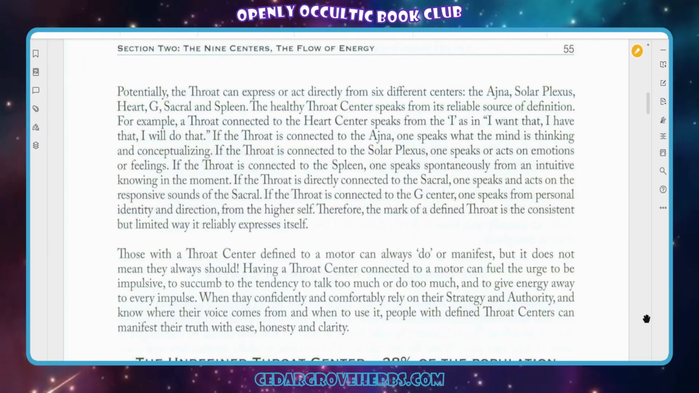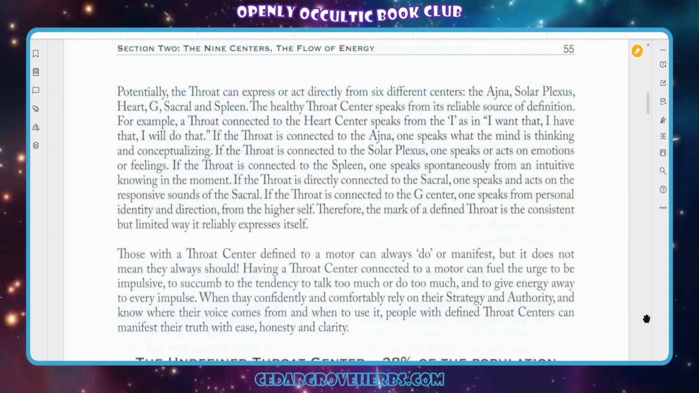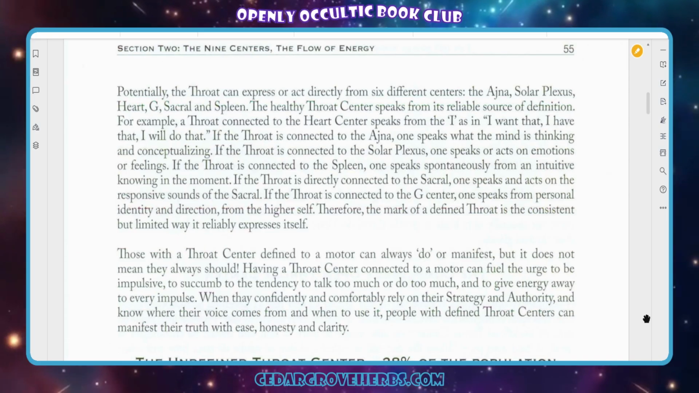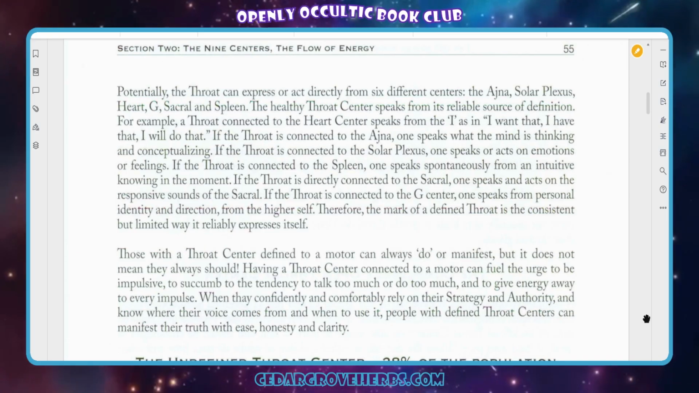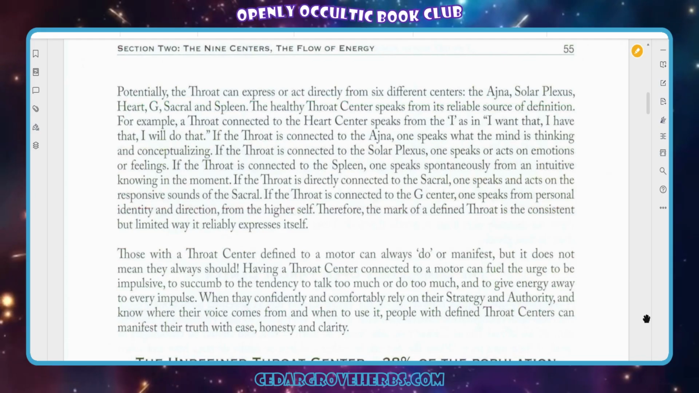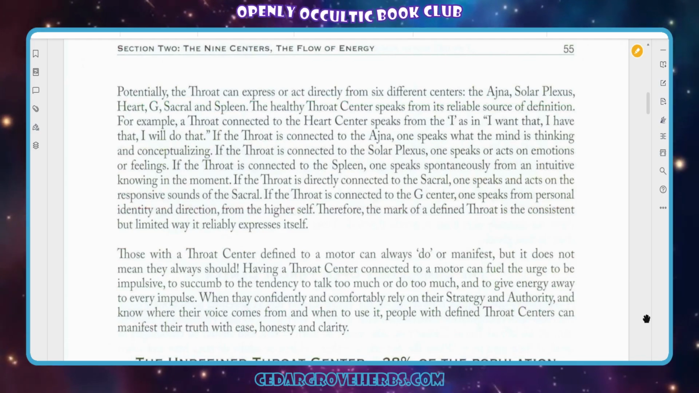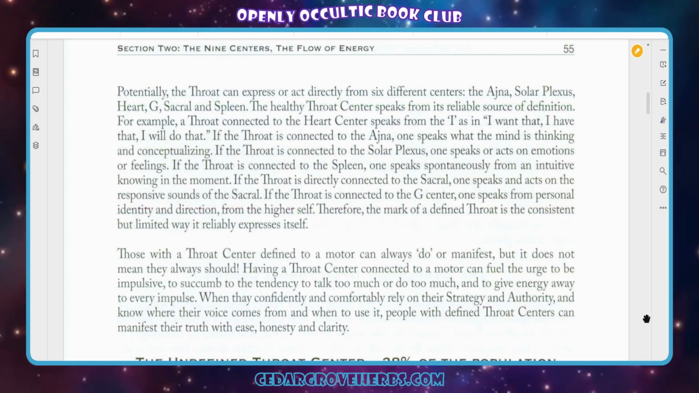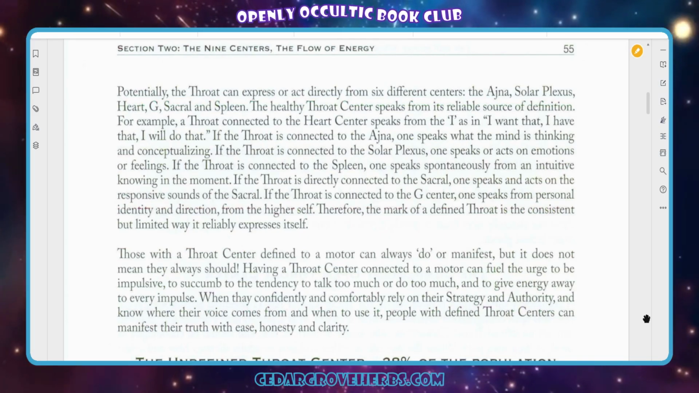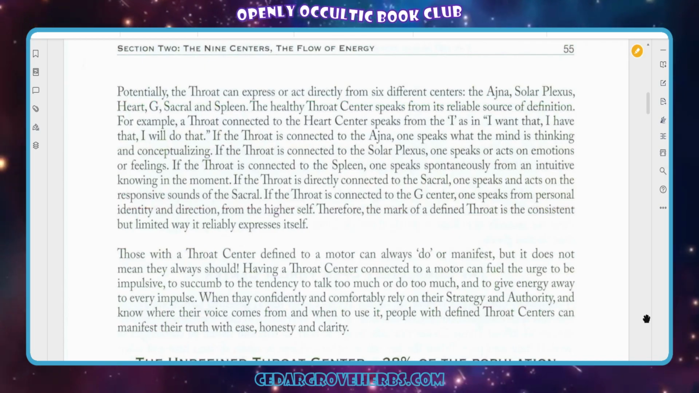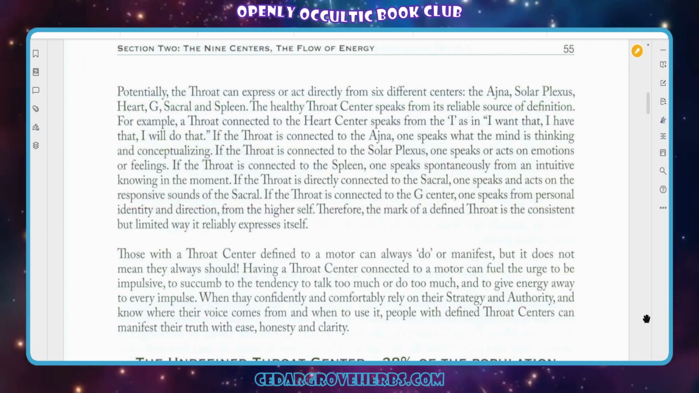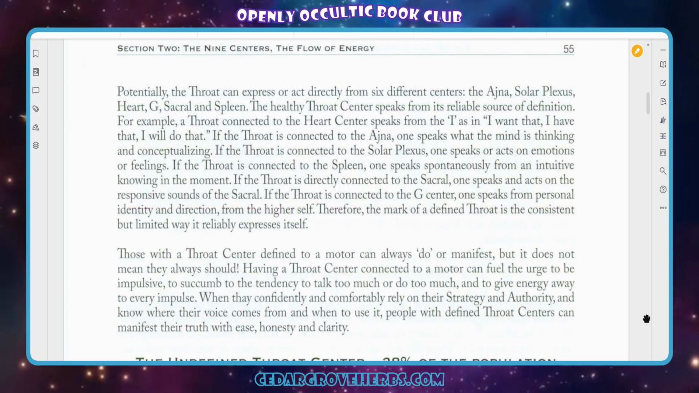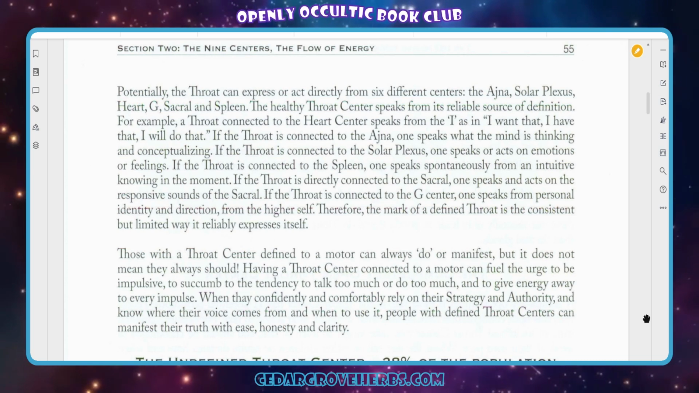For example, a throat connected to the heart center speaks from the I, as in, I want that, I have that, I will do that, right? Because the heart center is also called the will, where your will is at, your willpower. Okay, if the throat is connected to the solar plexus, one speaks or acts on emotions or feelings. If the throat is connected to the spleen, one speaks spontaneously from an intuitive knowing in the moment.